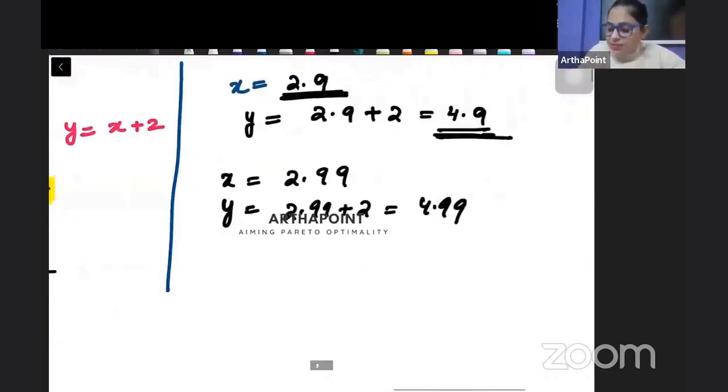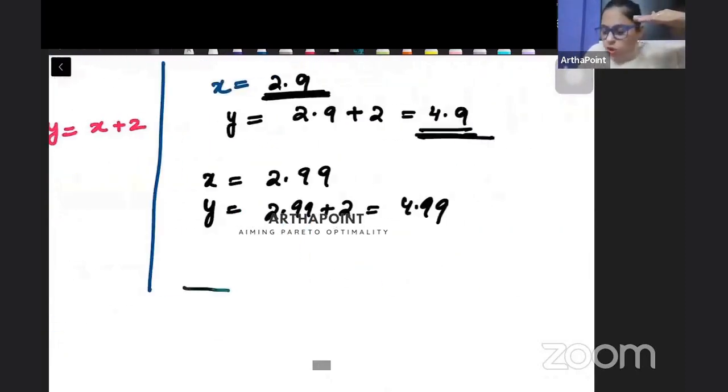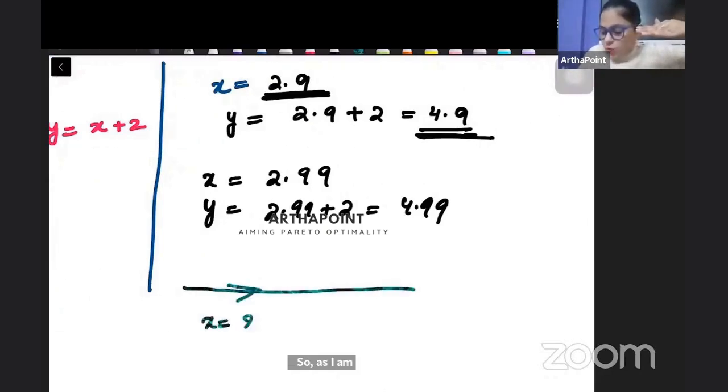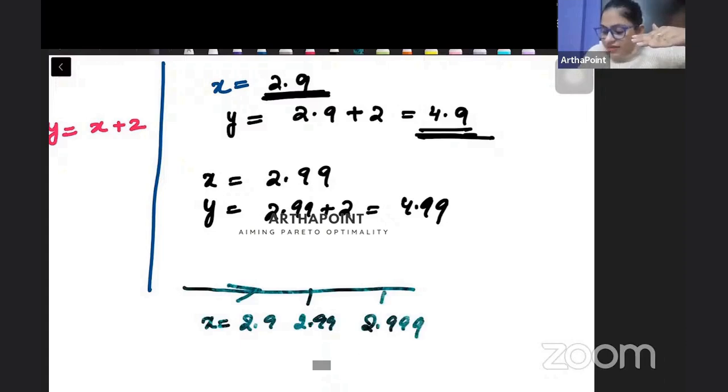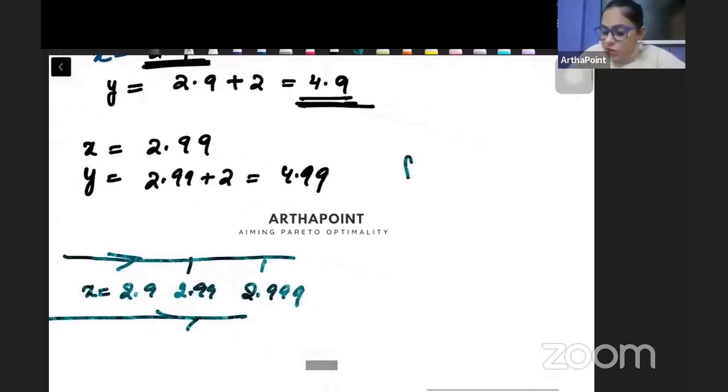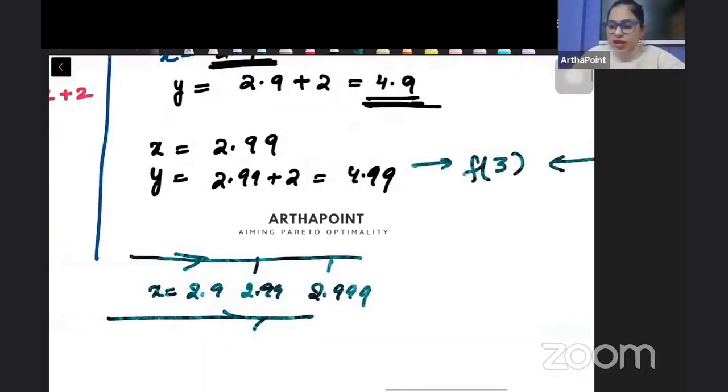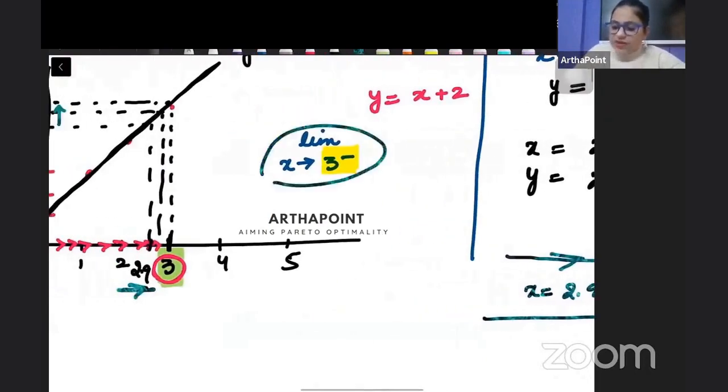So as my x is going close to 3, जैसे x का वैल्यू 2.9 हुआ, फिर 2.99 हुआ, फिर 2.999 हुआ, as my x is going close to 3, the value of my function is going close to f of 3. Then this is called your left hand limit.